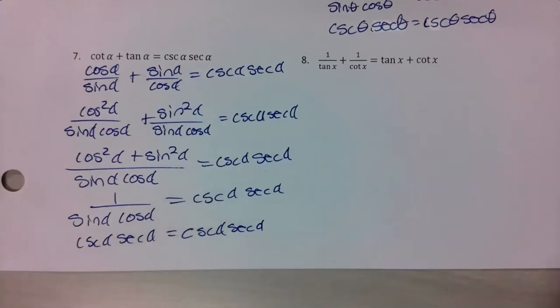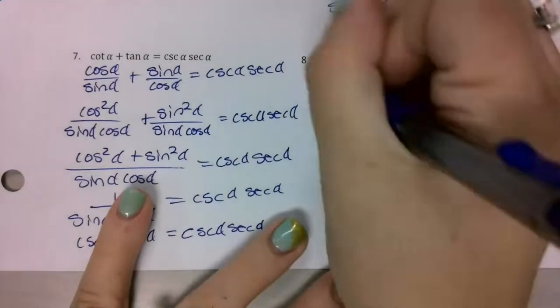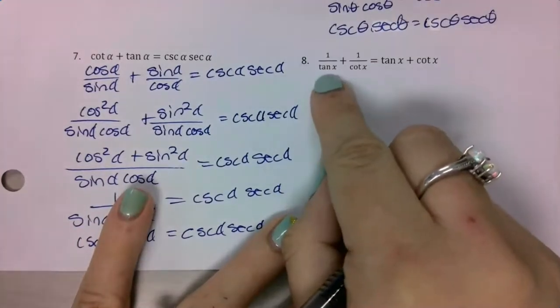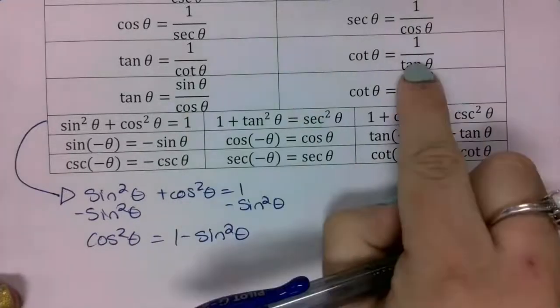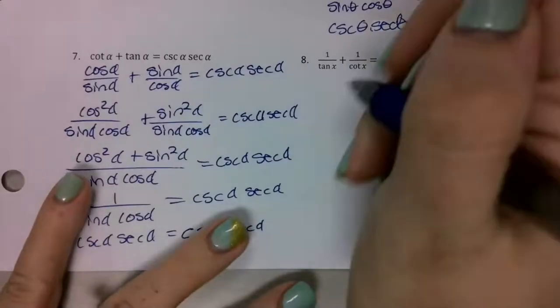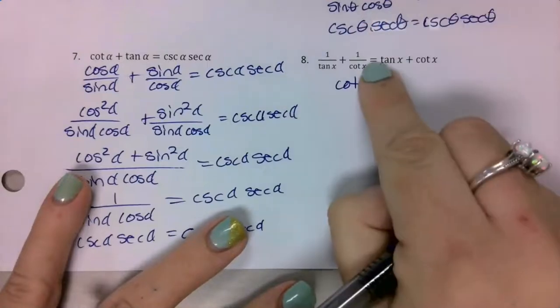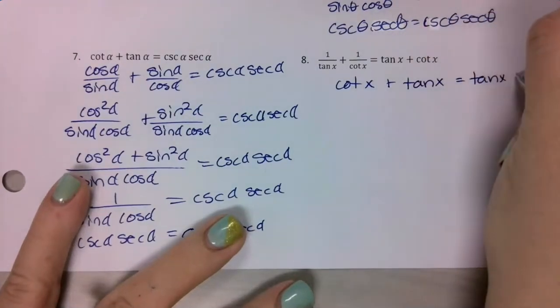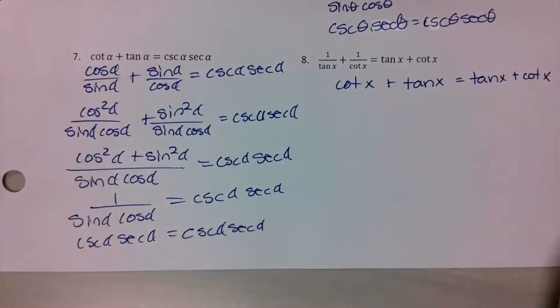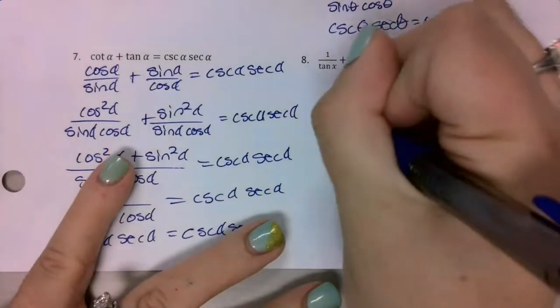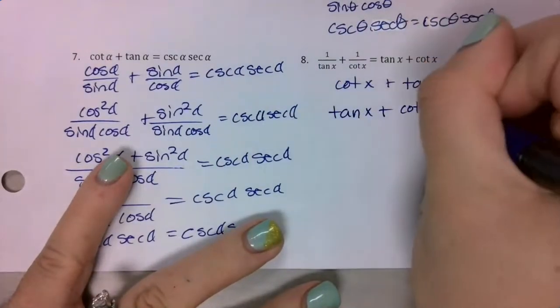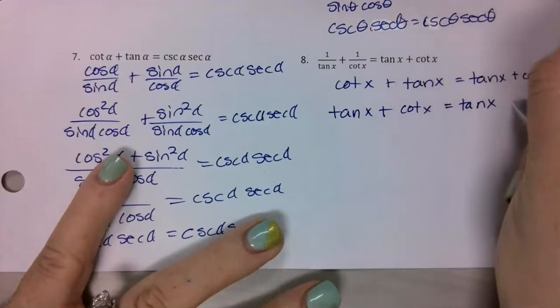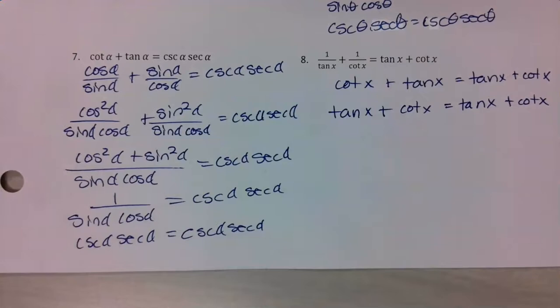Okay. Number 8, I have fractions on my left and not fractions on my right, so I'm going to start off by trying to get rid of those fractions. Tangent can be rewritten using its reciprocal identity, or 1 over tangent can be turned into cotangent. And then 1 over cotangent can be rewritten using its reciprocal to turn it into tangent. And my right side stays the same. I can rewrite this just in the correct order that I want it so it matches perfectly. So I have tangent x plus cotangent x equals tangent x plus cotangent x. And I am done here. So this one was just using reciprocal identities.